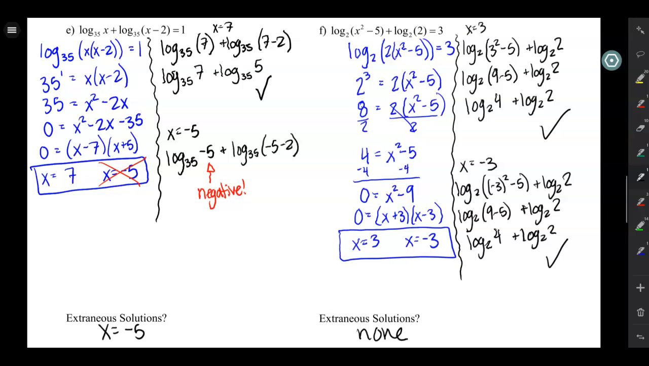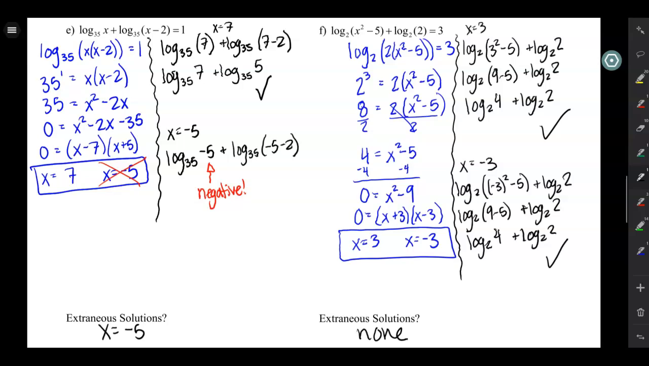In example E, we had one extraneous solution and one real solution. So the solution was x equals 7. And then in example F, we had two solutions and neither one was extraneous. So we just have two solutions to that logarithm.